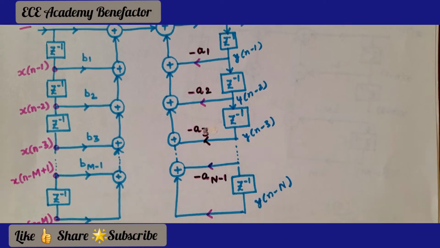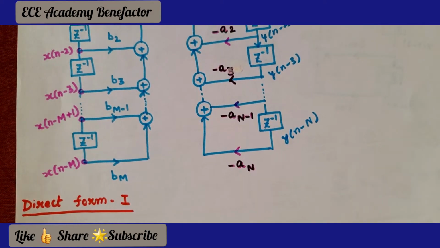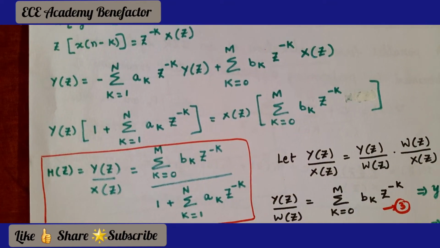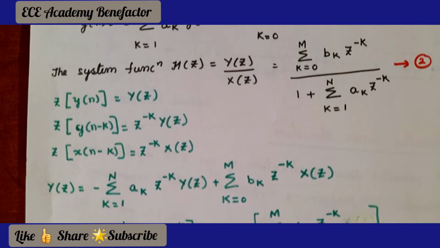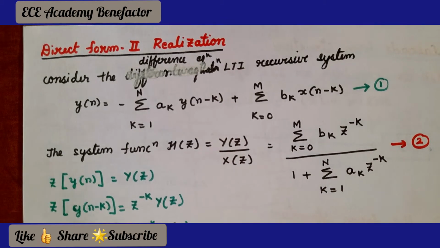This is the direct form 1 structure of a LTI recursive system. Coming to direct form 2, let us see a bit of the mathematical part for direct form 2 and then draw the structure.